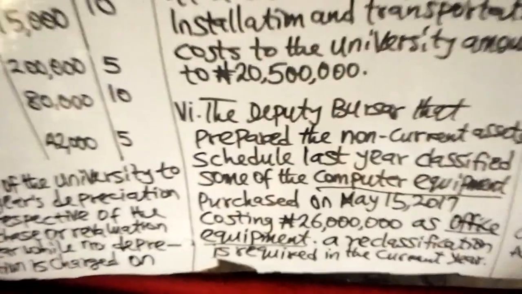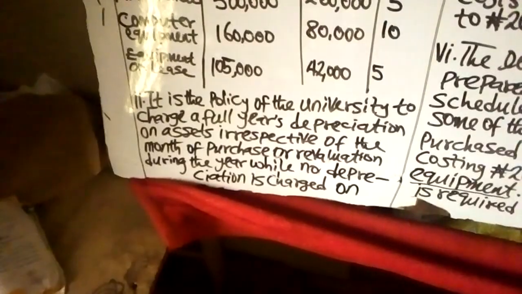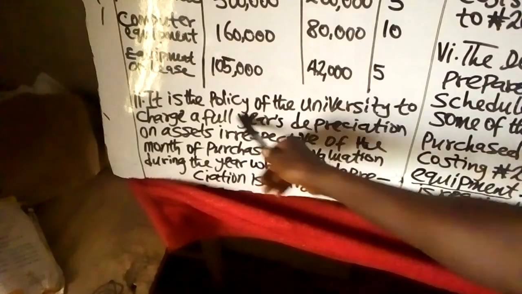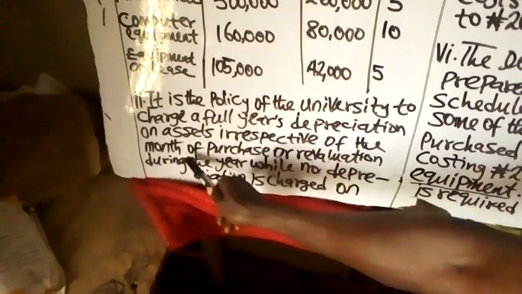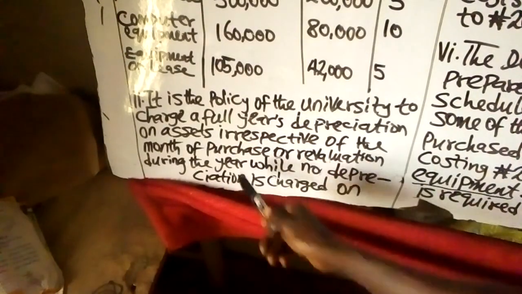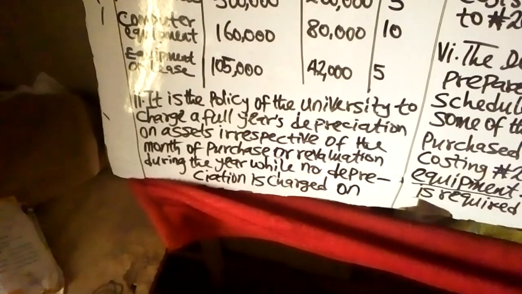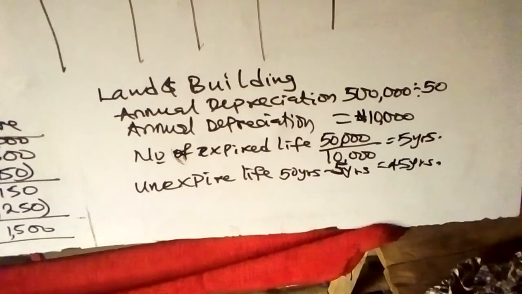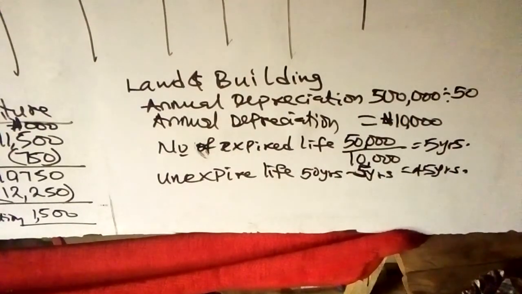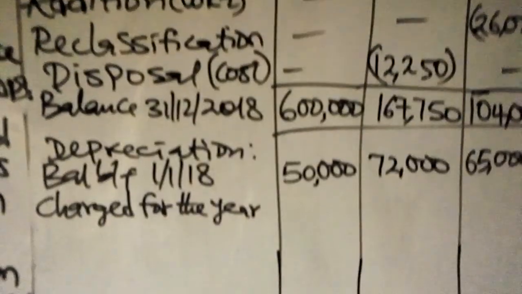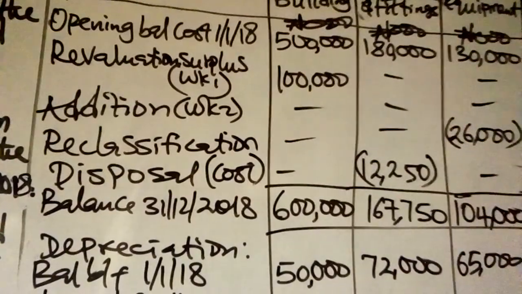And remember, you were told that you charge full year's depreciation on an asset, irrespective of the month of purchase or revaluation during the year. And you don't charge depreciation on disposal. That is based on the question that no depreciation should be charged on assets disposed of during the year. So now the depreciation will be calculated on the remaining cost of the asset.